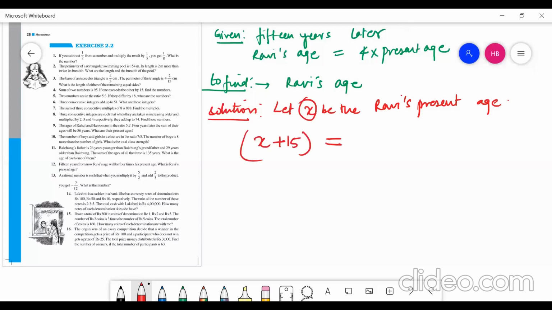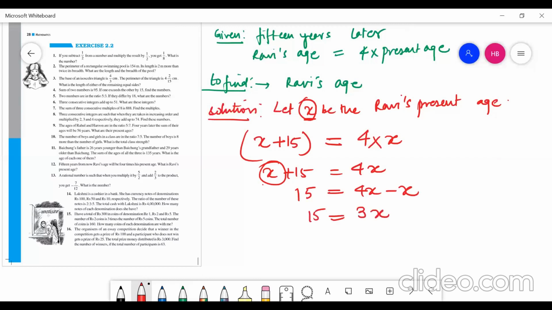They are saying x plus 15 will be equal to 4 times Ravi's present age. So what is Ravi's present age? x. So this will be the equation, and it's very easy to solve: x plus 15 is equal to 4x. I'm going to take this x to that side. Because it's positive, an addition, it will become subtraction if I transpose it to the other side of the equation. So 4x minus x would be 3x, equals 15.